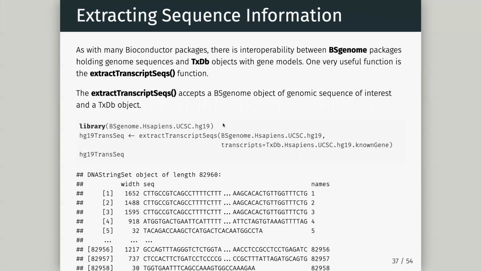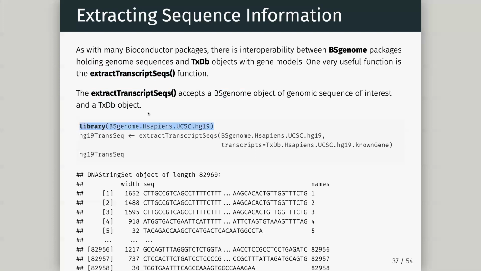A super useful function, and one which again shows the interaction across these packages, is extractTranscriptSeqs. This allows us to mix our BSgenome with our TxDb objects. The BSgenome holds the whole genome sequence. The TxDb object holds the whole gene models. We can use extractTranscriptSeqs to extract the sequence of the transcripts from the genome. This accepts a BSgenome object of the genomic sequence of interest and a TxDb object.